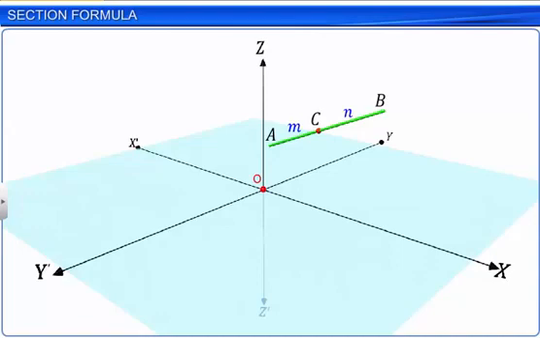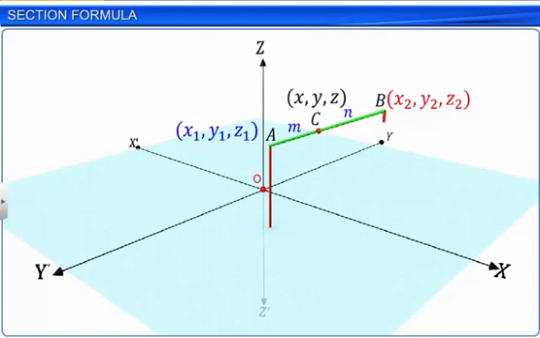Let the coordinates of point A be x1, y1, z1, and point B be x2, y2, z2. Let the coordinates of point C be x, y, z. We draw perpendiculars from points A, B, and C onto the xy plane. Let the feet of the perpendiculars from points A, C, and B on the xy plane be P, R, and Q respectively.